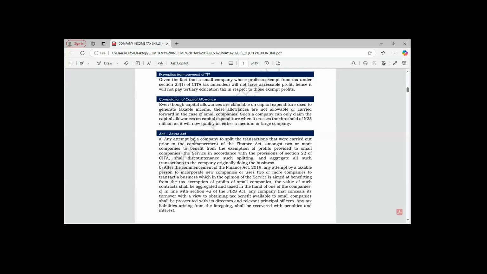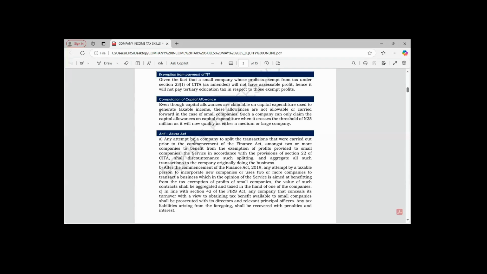Where that is done, the tax authority is going to look at those companies and combine them together. They are going to combine those companies' activities together as a single entity and charge them to tax. So also, when you engage in that activity, it is an offense that is punishable.